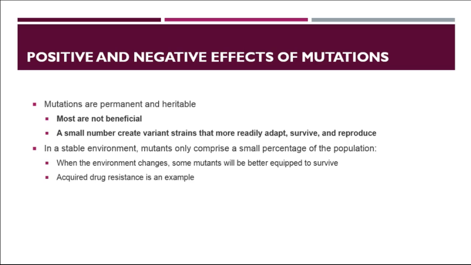In a stable environment, mutants, so mutant organisms, those that have particular mutations, only make up a very small percentage of the population. When the environment changes, some of those mutants will be better equipped to survive. And drug resistance is an example of one of these mutations. Our use of antibiotics has really selected for organisms that are drug resistant and better equipped to survive that environment.